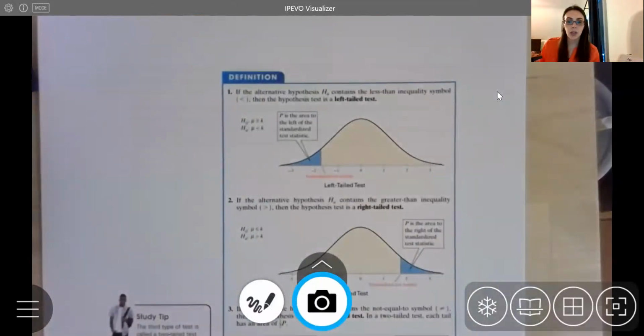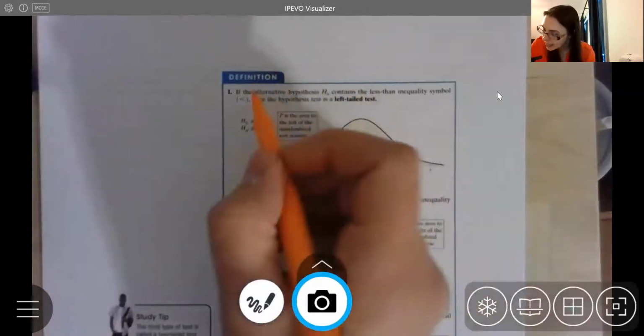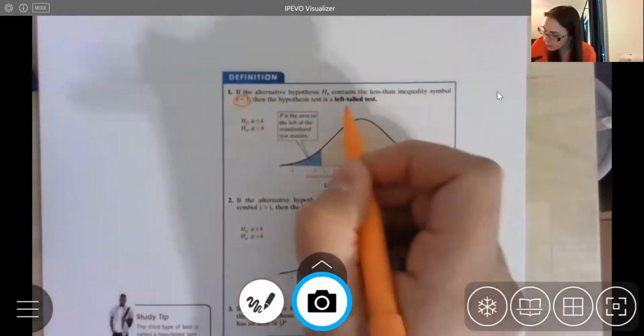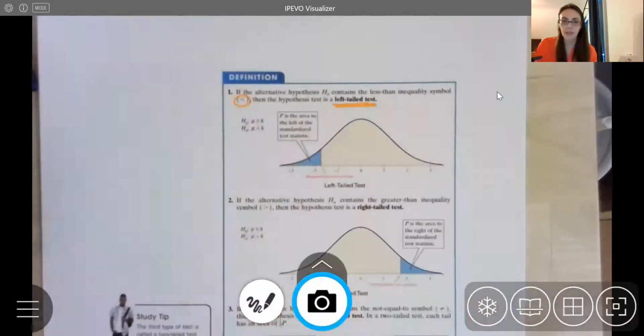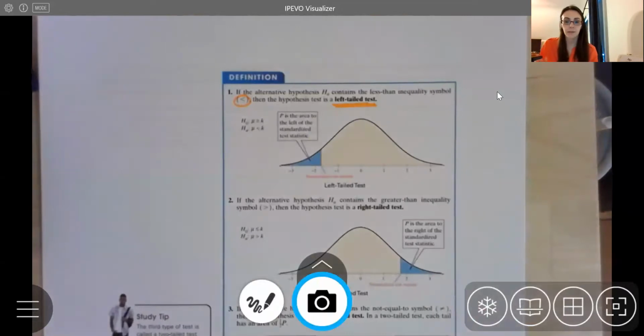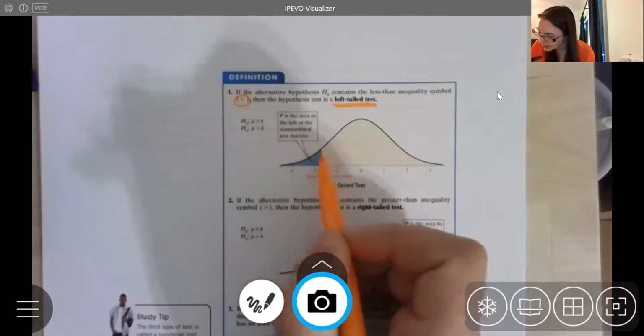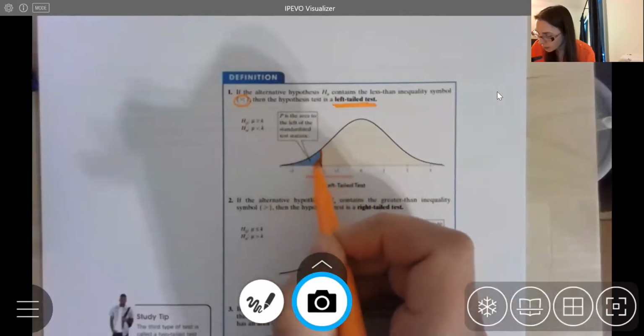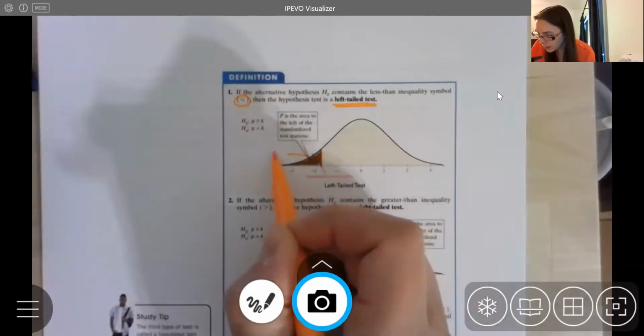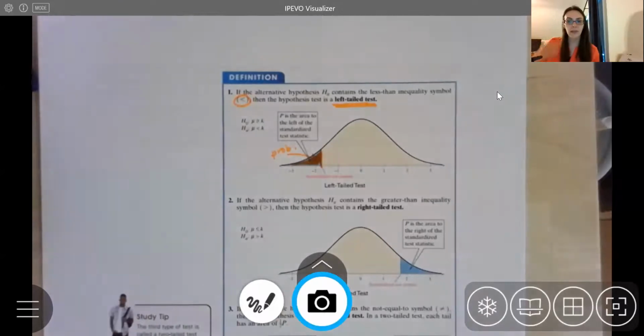So if the alternative hypothesis contains the less than symbol, you are doing a left tail test automatically. And what happens is your p-value area is to the left of your test statistic. So whatever your test statistic is, your p-value area is here. This is the probability that we're looking for, this area. So it's very similar to chapter 5.